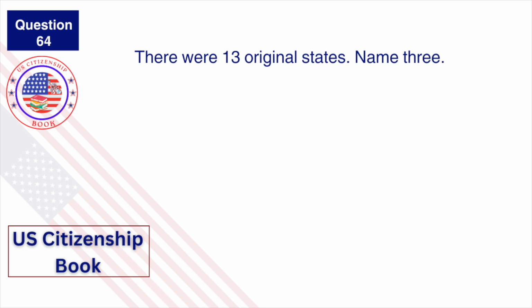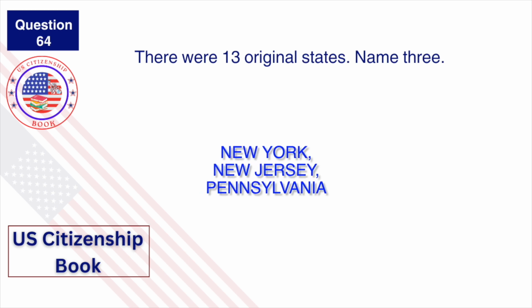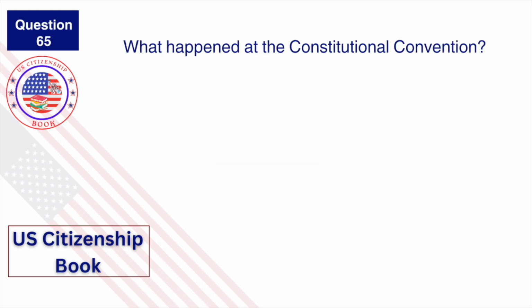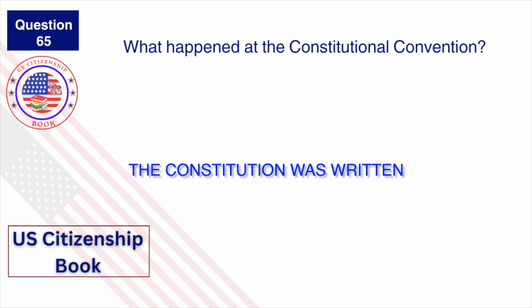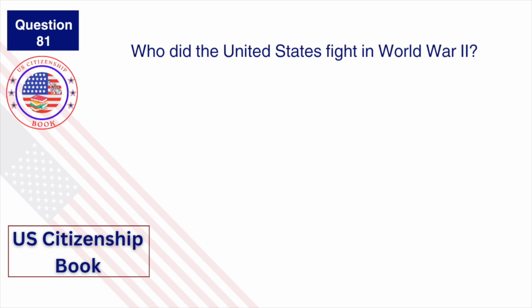There were 13 original states. Name 3. New York, New Jersey, and Pennsylvania. What happened at the Constitutional Convention? The Constitution was written. What did the United States fight in World War II? Japan, Germany, and Italy.